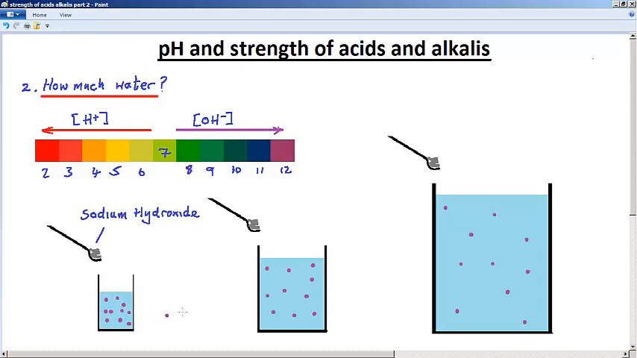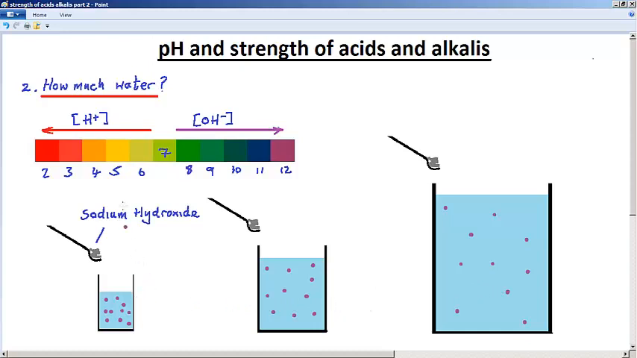Now, although we have the same number of hydroxide ions, clearly we have different concentrations in each case. The number of hydroxide ions per unit volume in this case is much greater than it is in this case. Although we have 3 solutions there, all of these solutions would be called aqueous solutions of sodium hydroxide. Their pH will be different because the concentration of hydrogen ions in each case is different.